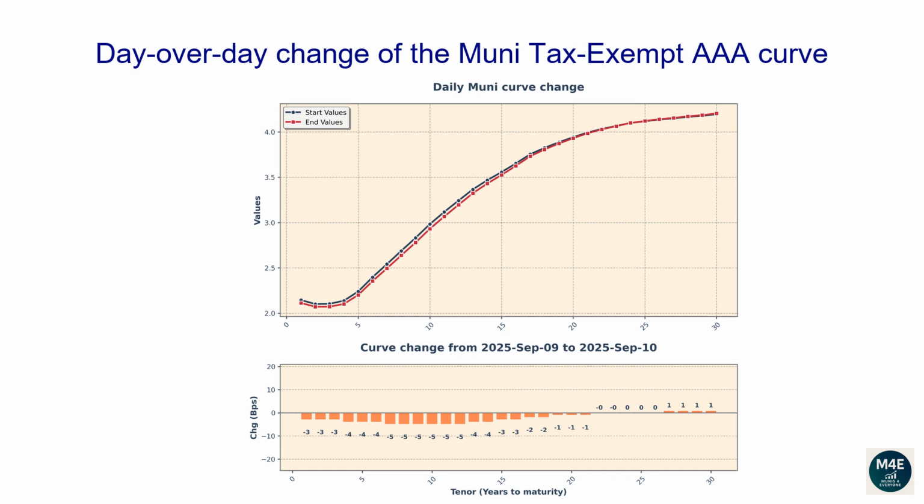The one-year tenor changed -3 basis points. The two-year tenor changed -3 basis points. The 5-year tenor changed -4 basis points. The 10-year tenor changed -5 basis points. The 20-year tenor changed -1 basis points. The 30-year tenor changed 1 basis points.